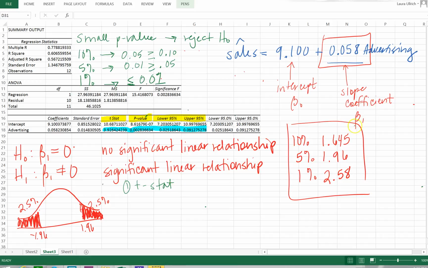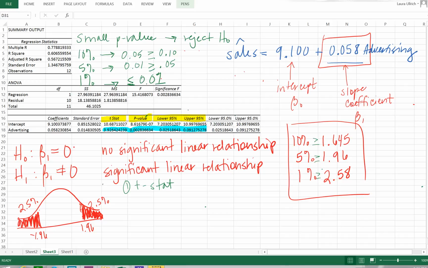For the 10%, we're looking for it to be greater than or equal to 1.645, 5% greater than or equal to 1.96, 1% greater than or equal to 2.58. Now we only state the strongest relationship, or the most significant. So 1% is the highest level.